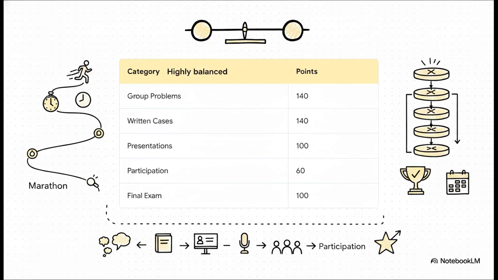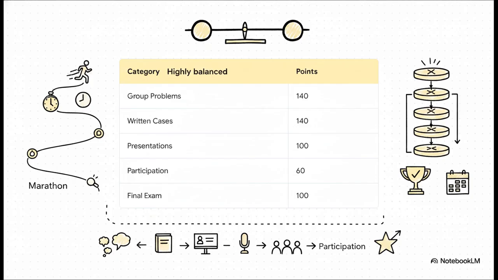Group problem assignments are worth 140 points. Group written case assignments, also 140 points. Those two group presentations we just went over, they total 100 points, since they're 50 points each. Participation in group assignments gives you 60 points, and the final examination caps it off at 100 points.